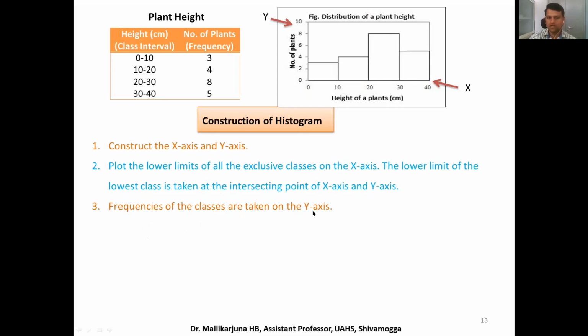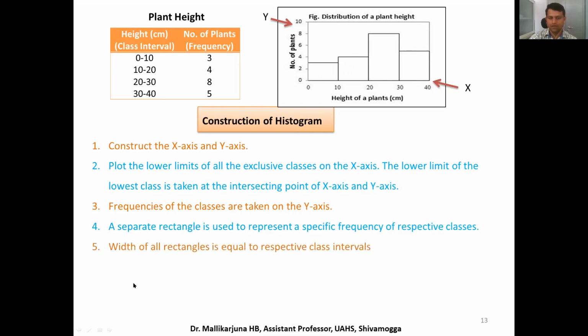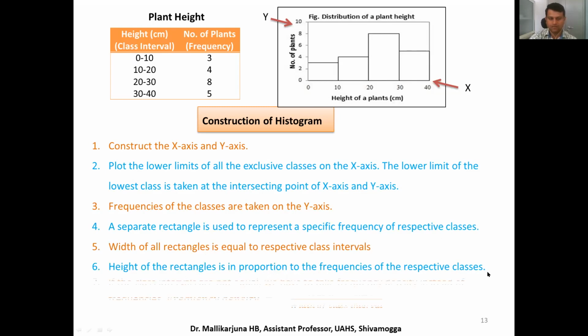Frequencies of the classes are taken on the y-axis. This is the number of plants. We have taken 0, 2, 4, 6, 8, 10. Of course, 20 is the total, but the maximum is 8, but here we have taken 10. A separate rectangle is used to represent the frequency of the respective classes. Previous slide I have explained, we have to represent a separate rectangle for the frequency of the respective classes. Width of all rectangles is equal to respective class interval. Height of rectangle is in proportion to frequency of the respective classes.